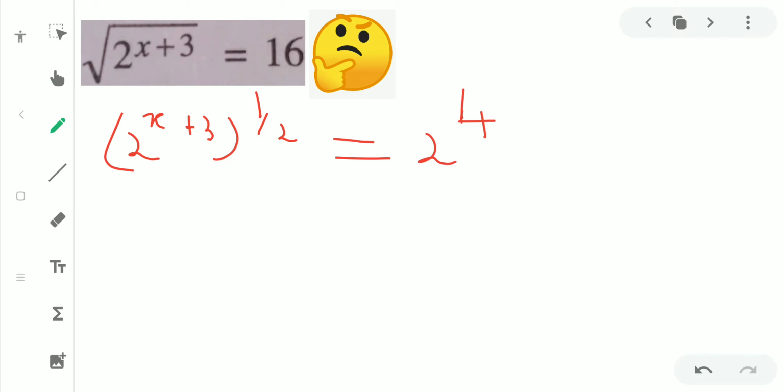Now 2 power x plus 3 whole power 1 by 2, we can use the formula a power m whole power n is equal to a power m multiplied with n. So I'll use that formula. I'll write 2 power x plus 3 multiplied with 1 by 2, which is equal to 2 power 4. So here I can directly write x plus 3 divided by 2, multiplied with 1 is nothing but the number itself. So I have written like this.